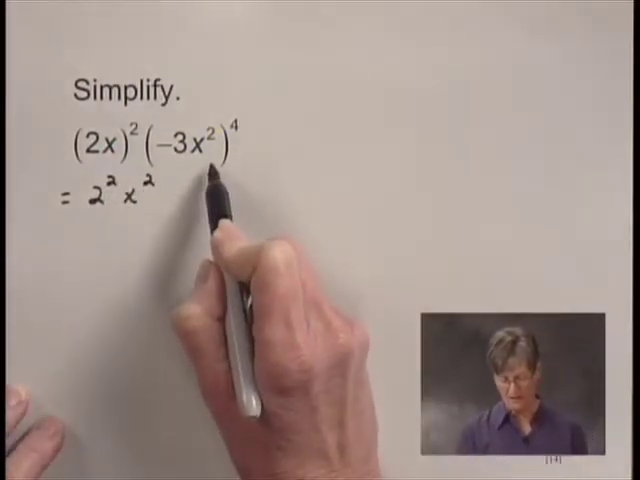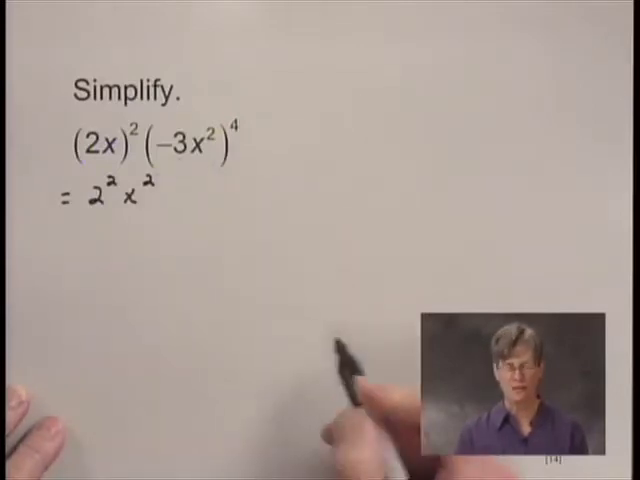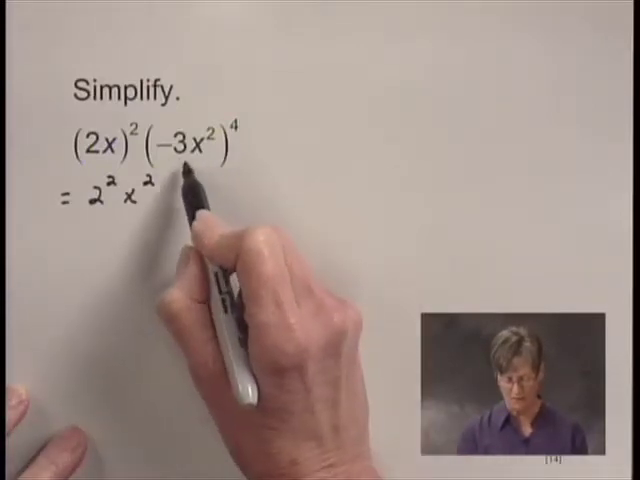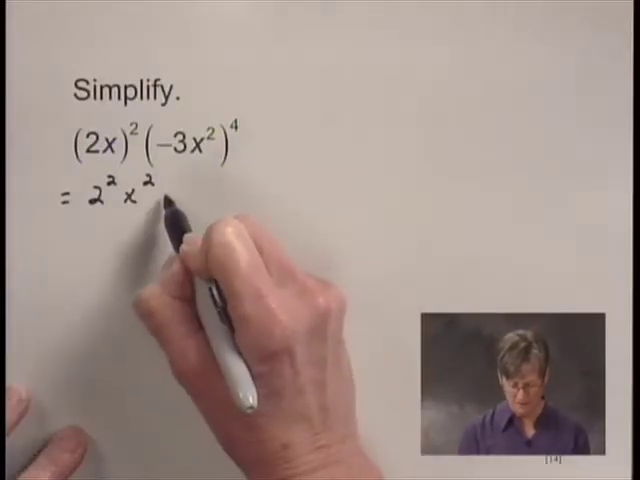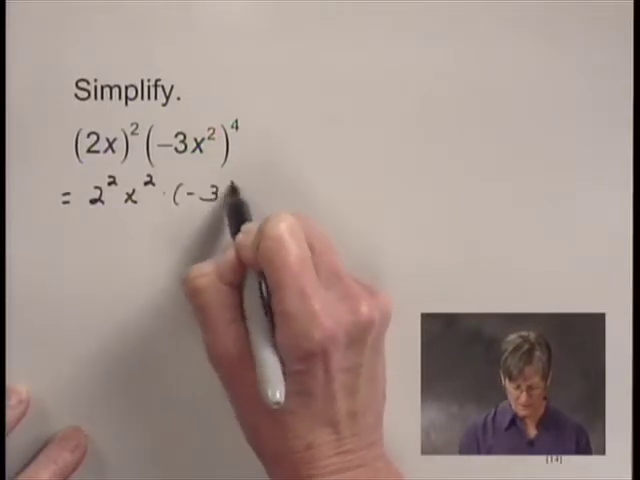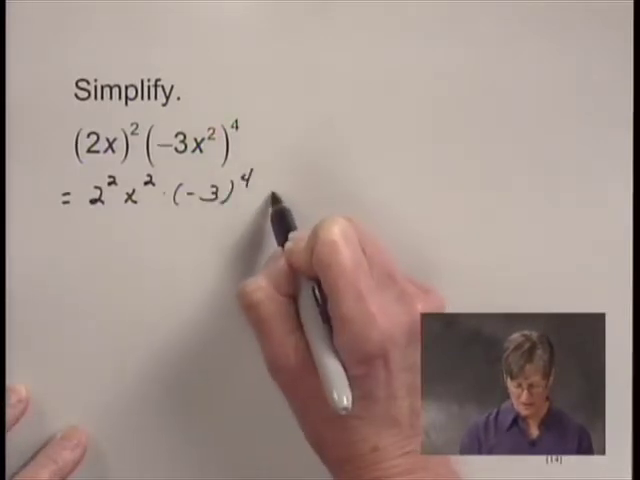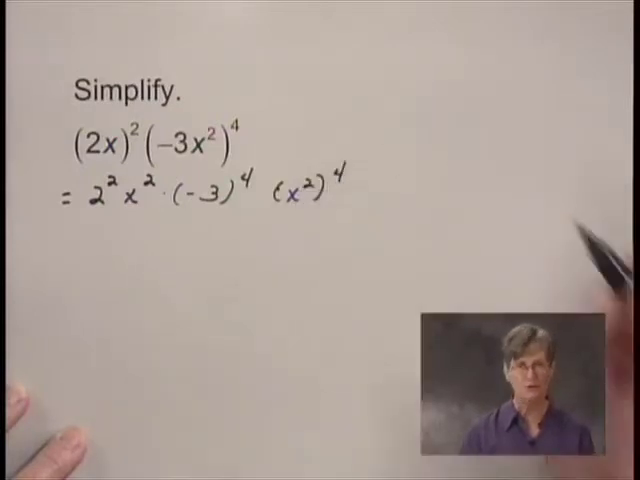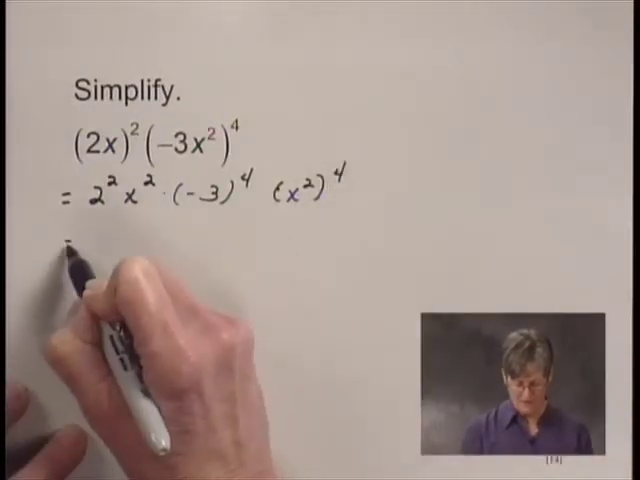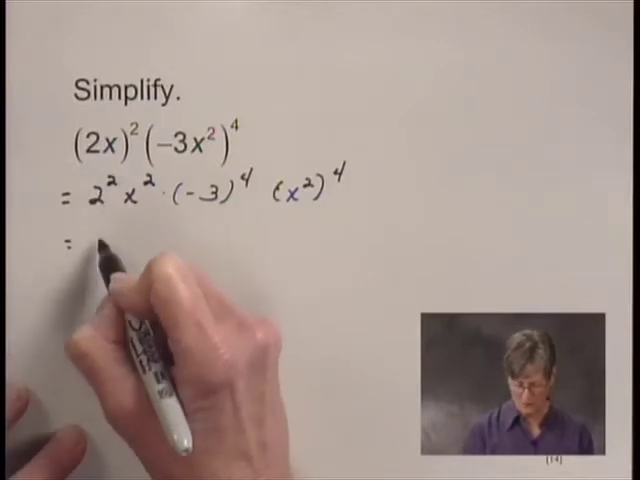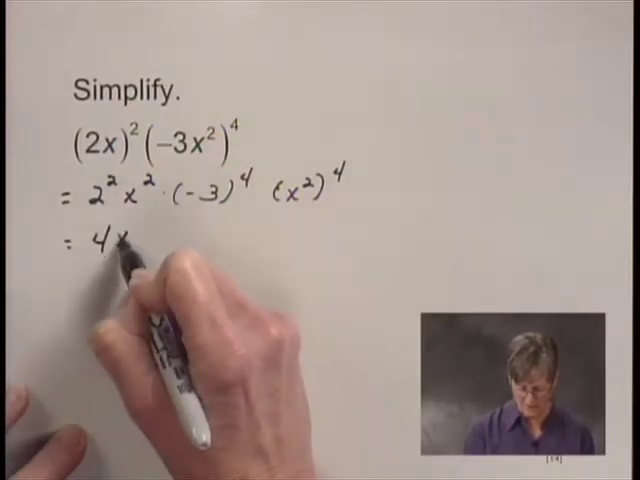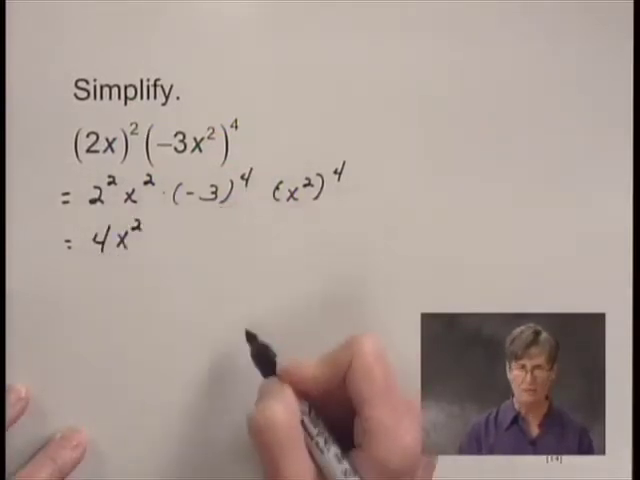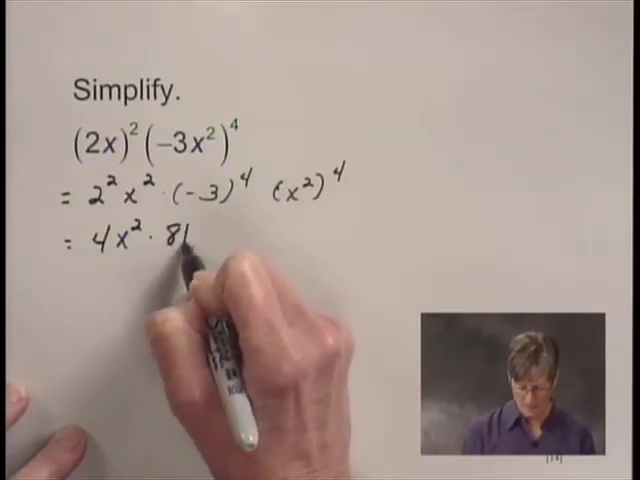And we'll do the same kind of thing with (−3x²) raised to the fourth power. We'll raise each of those factors to the power. So I'm going to have (−3)⁴ times (x²)⁴. And now let's just simplify what we have here. 2² is 4. Then I have x². (−3)⁴ is 81.